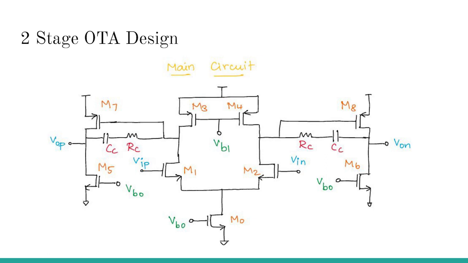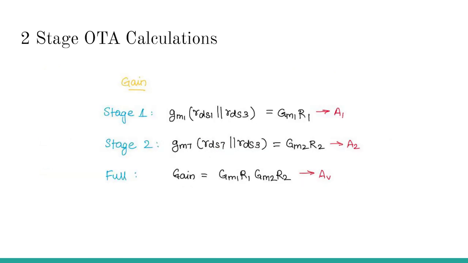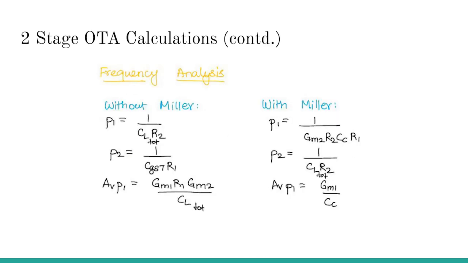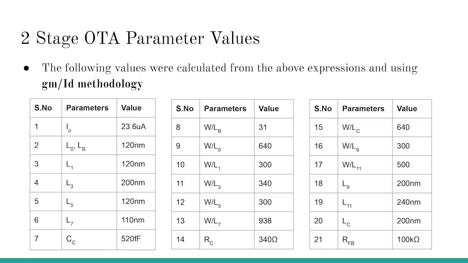On the screen, you can see the circuit diagram of the 2-stage OTA, of the bias current circuit, and also of the common mode feedback loop. Now we perform hand calculations to calculate the gain of the OTA and also do the frequency analysis. So we calculate the poles and the unity gain frequency. Next, we also look at the swing limit of the OTA. Once we have the above expressions, we will use GM over ID methodology to calculate the length and width of the MOSFETs in the OTA and also the bias current and the values of resistances and capacitances in the circuit.